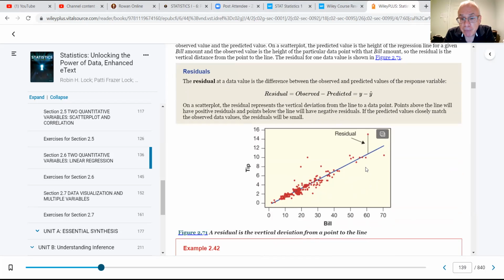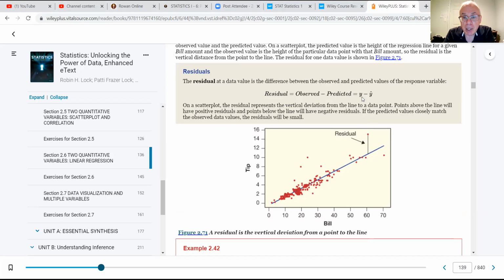That's not the actual tip. The actual tip is this height right here, which is $2.40. But the line is going to predict something else. Now, the difference between the observed Y value and the predicted Y value using the line, the difference between those two numbers, is called the residual. It's like an error. The line is predicting one thing and the actual amount is something else.